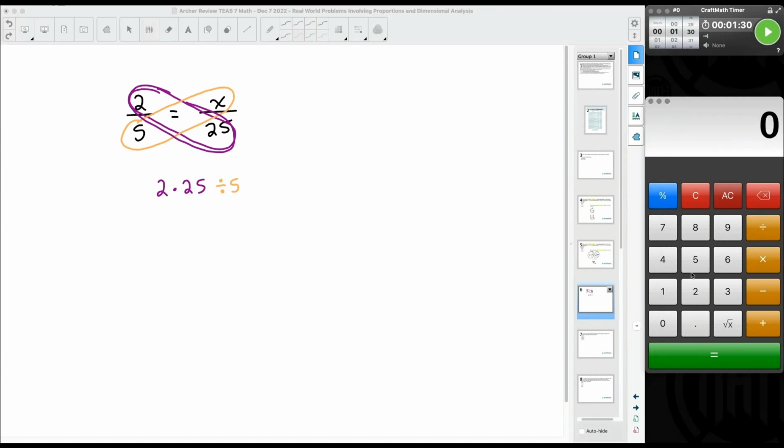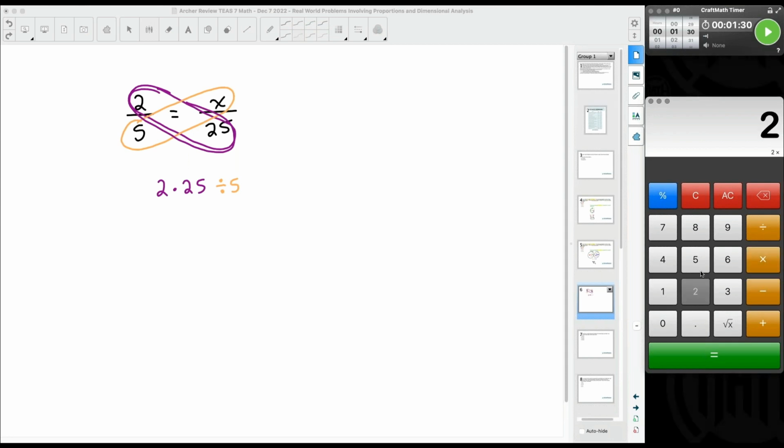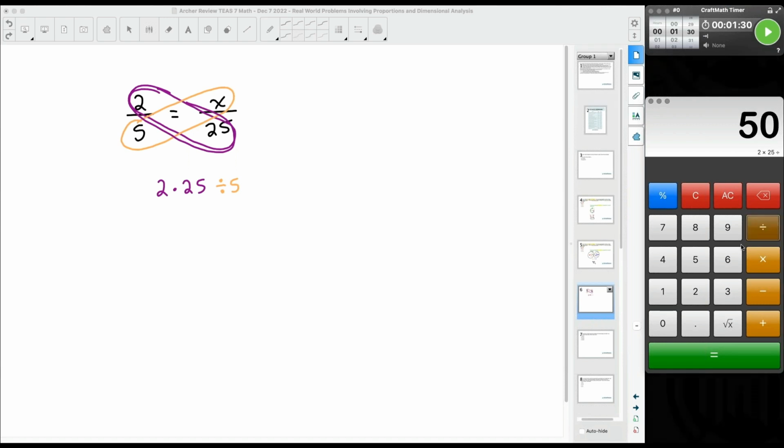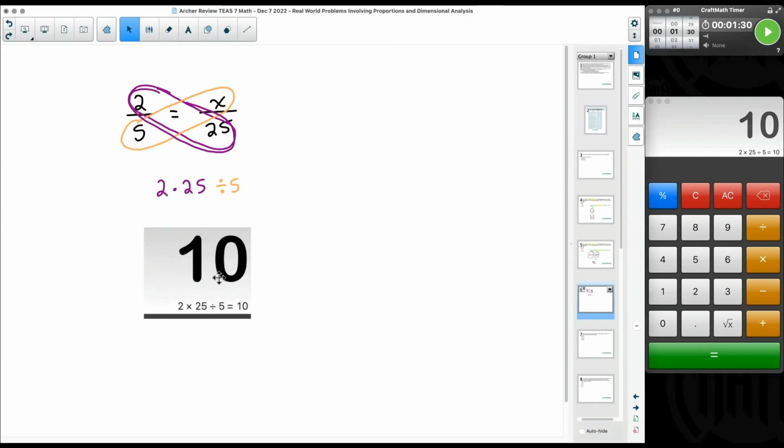So watch what I'm going to do on the calculator. I'm going to type it all in at once. 2 times 25. I'm not even going to press equals. I'm going to immediately divide by that 5, and notice we do get that same answer. I promise you this will always work with proportions.